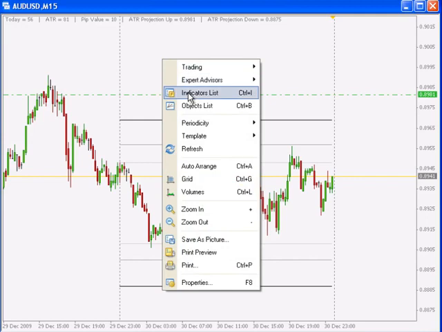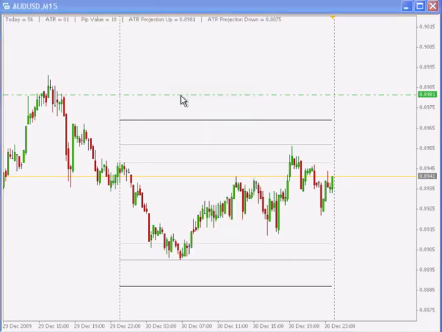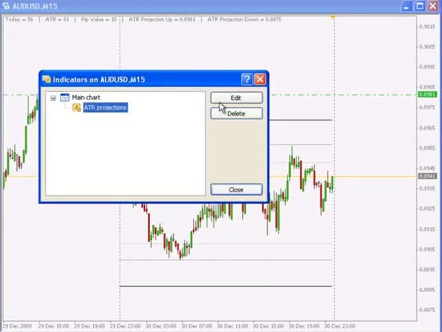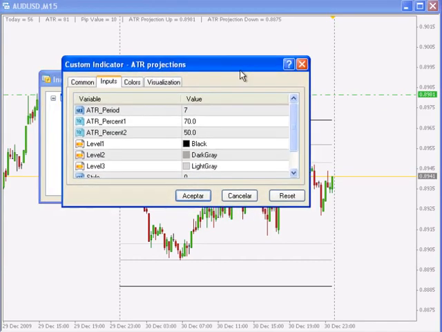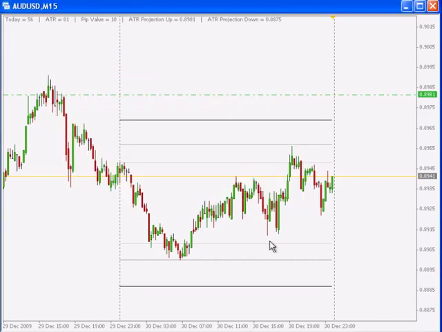By the way, if you right click on the indicator on the chart, go to the indicator list, go to ATR projections and click on edit. Here you can, first of all, edit the average daily range period. As I was saying before, I personally like to set it to 7. You can change that if you want, but my advice is to not do it. You can also edit the inner and the mid average daily range bands, 50% and 70%, and the colors, to your own liking.